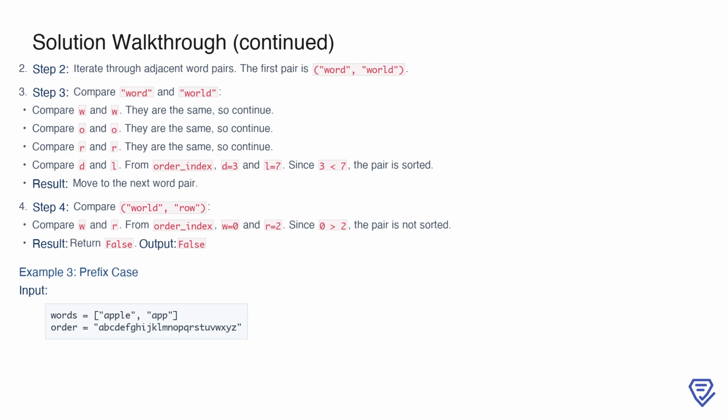Next, we compare the second pair, world and row. Comparing their first characters, W and R, we find that W has an index of 0, while R has an index of 2. Since 0 is greater than 2, this pair is not sorted. Therefore, the words are not in the correct order, and we return false.